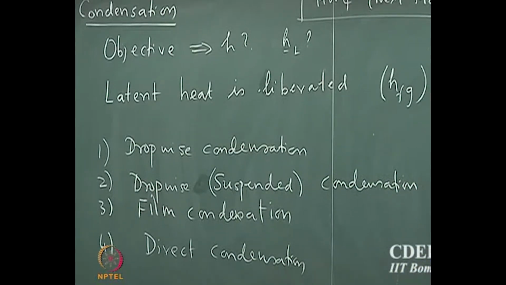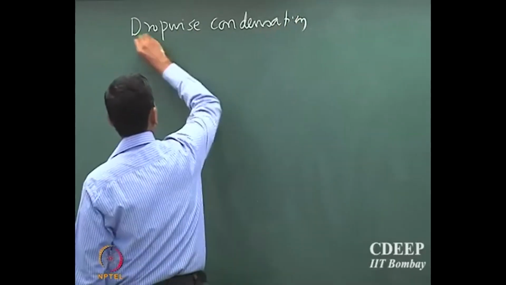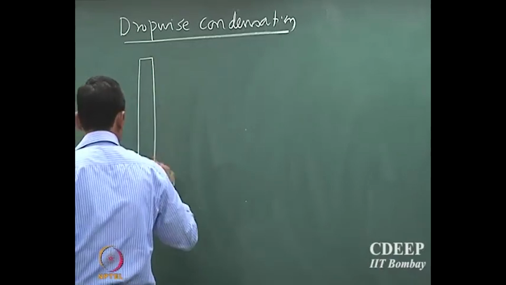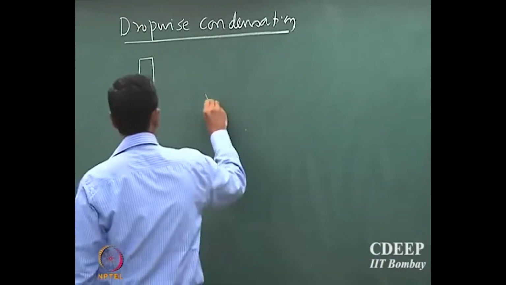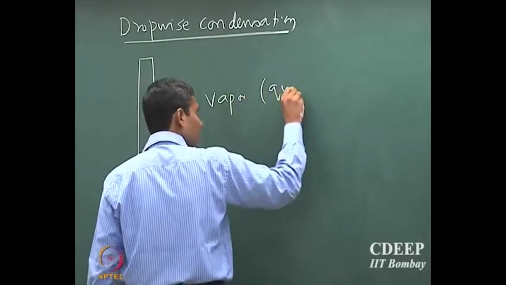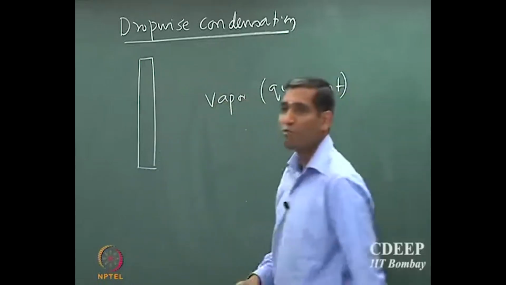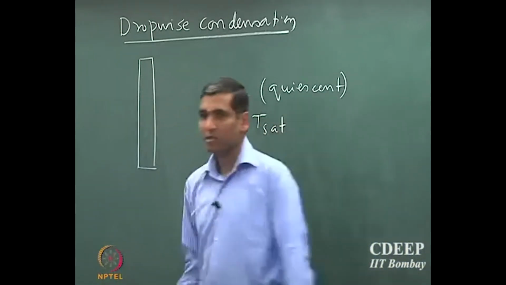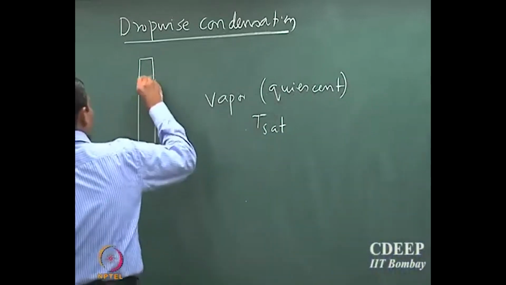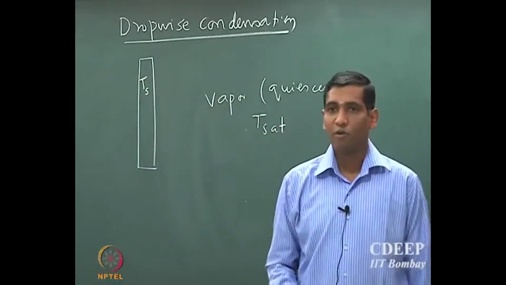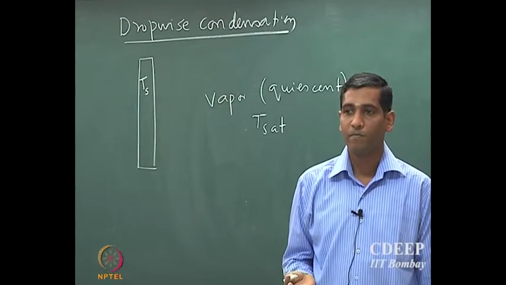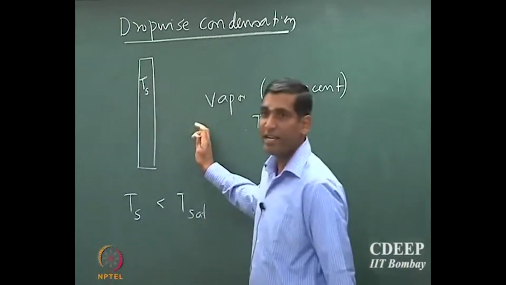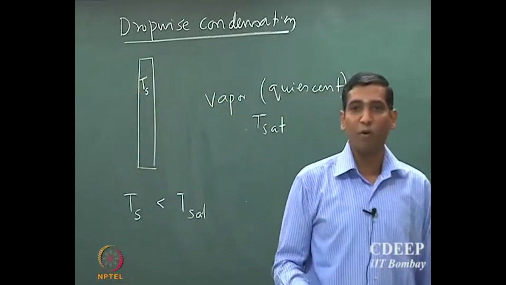So, the first one, dropwise condensation. What happens in a dropwise condensation process? Supposing there is a wall which is located, okay, and there is, let us say, vapor which is present, and let us assume that it is a quiescent vapor, which means that the vapors are not moving, just stationary, and let us say that the vapor is at some saturation temperature, which is the condensation point, and the temperature of the plate is Ts. So, Ts should be less than Tsat, because vapor is now going to lose heat, it is going to form liquid, and that heat is being taken up by the wall. Okay.